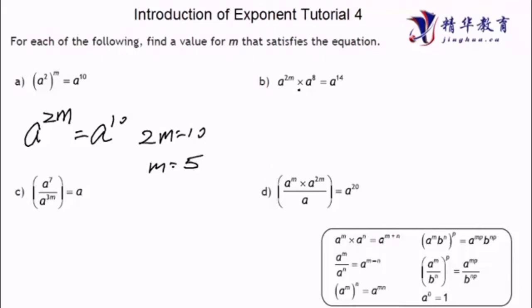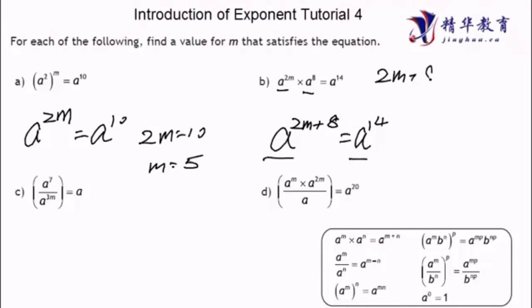All right, next one. So a to the power of 2m times a to the power of 8 equal to a to the power of 14. We got the same base, so power times power equal to power add up. So a to the power of 2m times a to the power of 8 is equal to a to the power of 2m plus 8, equal to a to the power of 14. Same base a, and the power must be the same. So 2m plus 8 equal to 14 is very simple to solve, right? Moving 8 to the other side, 2m equal to 6, and m equal to 3. That's solved.